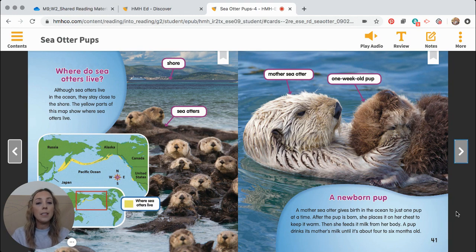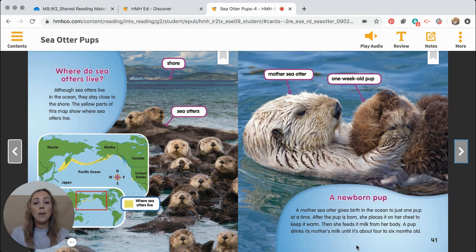A mother sea otter gives birth in the ocean to just one pup at a time. After the pup is born, she places it on her chest to keep it warm. Then she feeds it milk from her body. A pup drinks its mother's milk until it's about 4 to 6 months old.